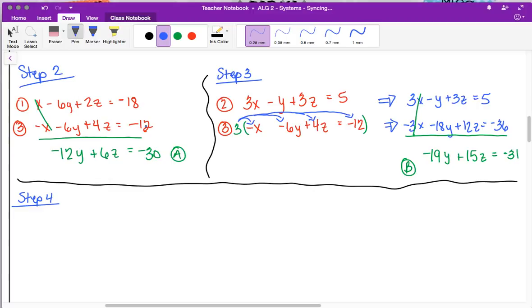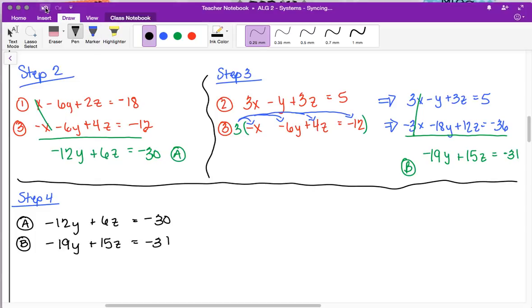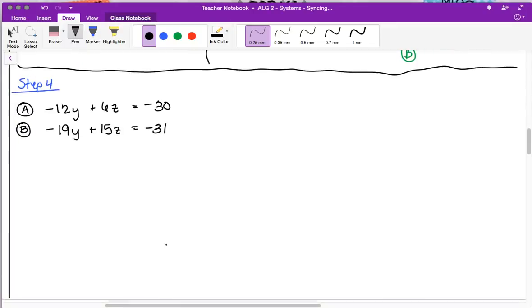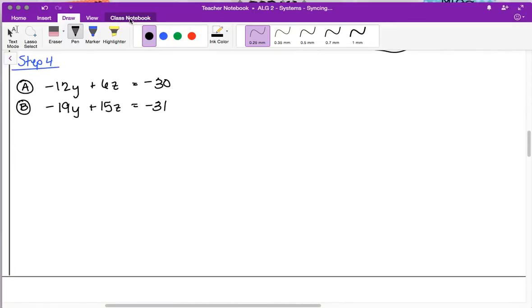And if you read the steps up top, step 4 says solve the new system using equations A and B. So equation A, I'll rewrite it down here, is negative 12y plus 6z is equal to negative 30. And my equation B is negative 19y plus 15z is equal to negative 31. Okay, so now I have these two new equations that I need to solve.